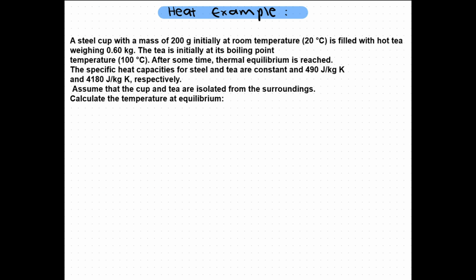Let's do an example. A steel cup with mass of 200 grams, initially at room temperature, is filled with hot tea weighing 0.6 kilograms. The tea is initially at its boiling point, 100 degrees Celsius. After some time, thermal equilibrium is reached. The specific heat capacities for steel and tea are constant and 490 and 4180 joules per kilogram Kelvin respectively. Assume that the cup and the tea are isolated from the surroundings. Calculate the temperature at equilibrium.